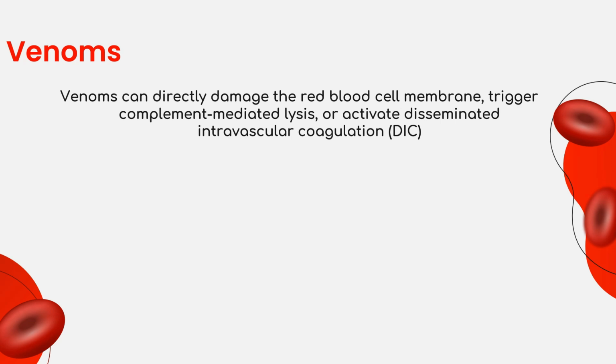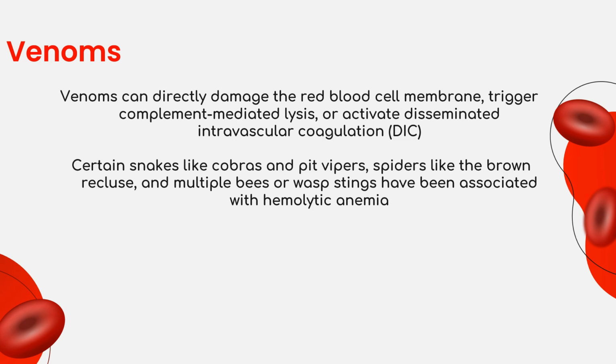Other venoms alter the red blood cell membrane in a way that triggers complement-mediated lysis, a process involving the immune system's complement system that leads to destruction of red blood cells. Furthermore, certain venoms can activate disseminated intravascular coagulation, DIC, which can contribute to hemolysis and other complications. Hemolytic anemia resulting from venomous bites or stings has been reported in various scenarios. Some venomous snakes, such as certain cobras and pit vipers, have been known to cause hemolysis in affected individuals.